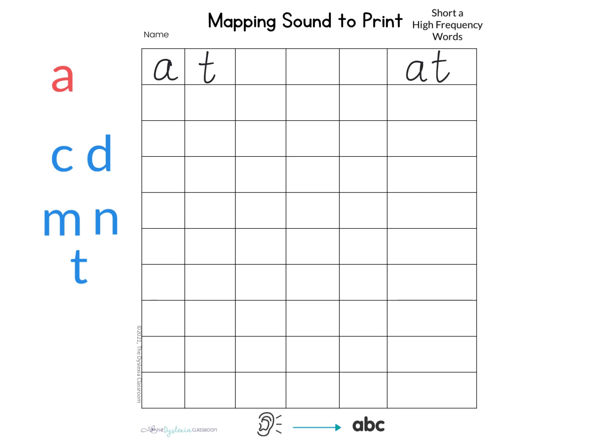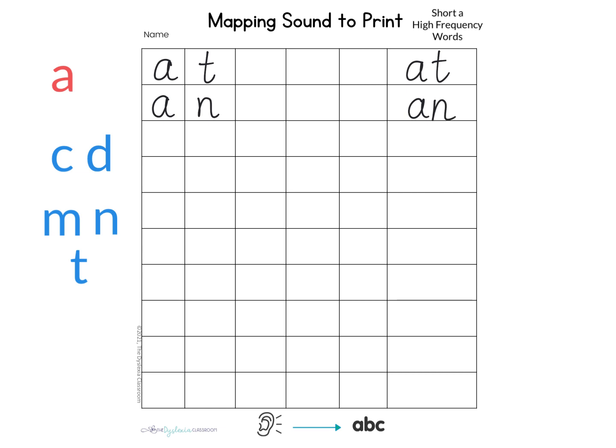Okay, our next word is an. Echo an. Let's segment the sounds. A, n. Let's count our sounds. There should be 2. Let's write our sounds. A, n, an.